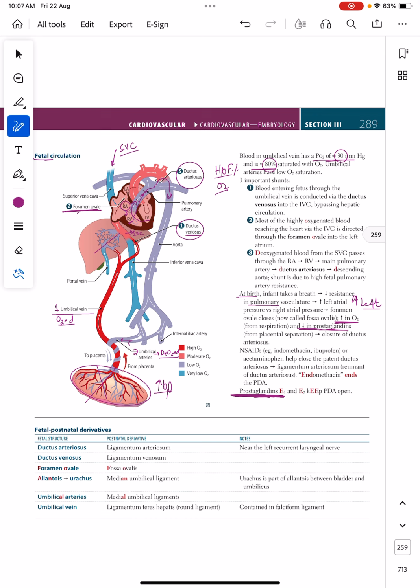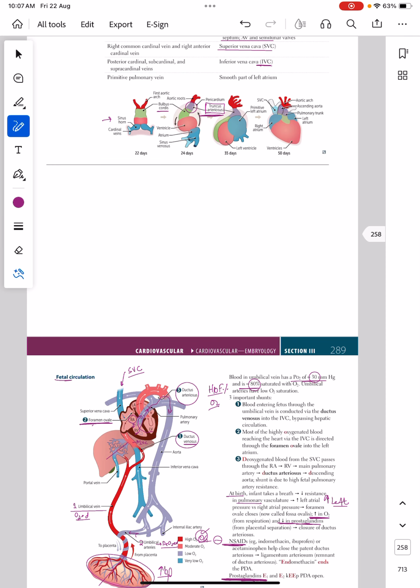Sometimes it is not closed and we want it to be closed, so we give the patient NSAIDs. Why? Because NSAIDs inhibit prostaglandins, and the removal of the prostaglandins is important for closure of the ductus arteriosus. So that was all about the fetal circulation.